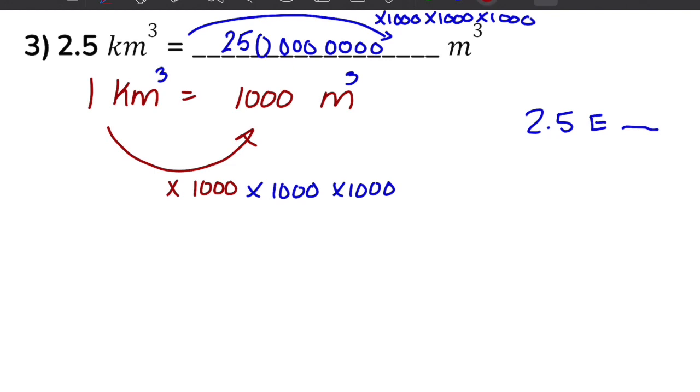So let's see what that number is. Comma, comma, comma. So 2.5 billion. Okay, that's huge. Okay, so that is the answer here.